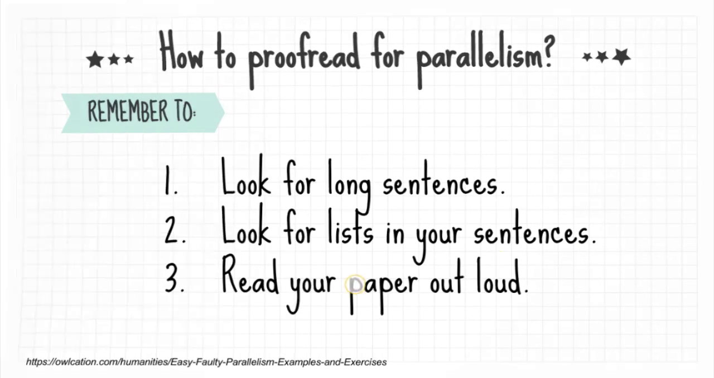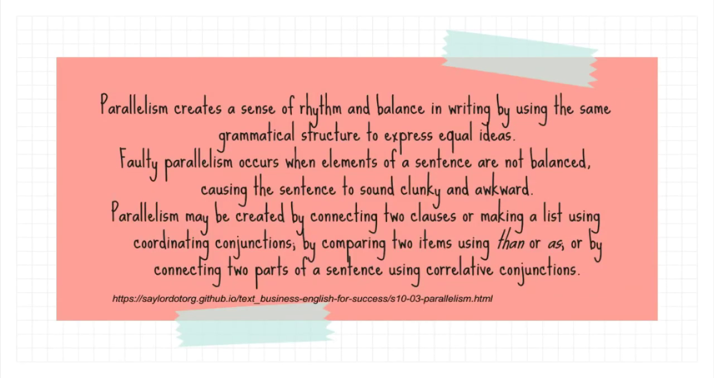So keep in mind that parallelism creates a sense of rhythm and balance in writing by using the same grammatical structure to express equal ideas. Faulty parallelism occurs when elements of a sentence are not balanced, causing the sentence to sound clunky and awkward. Parallelism may be created by connecting two clauses or making a list using coordinating conjunctions, by comparing two items using than or as, or by connecting two parts of a sentence using correlative conjunctions.